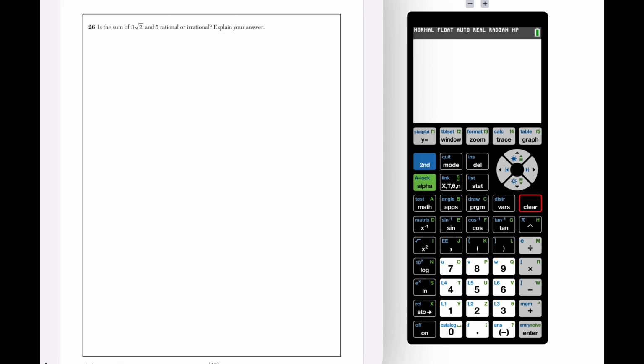Let's look at number 26, another 2-point problem. Is the sum, so if I were to add 3 square root 2 and 5, would I get a rational or irrational number? That's what they're asking. And I would need to be able to explain this.